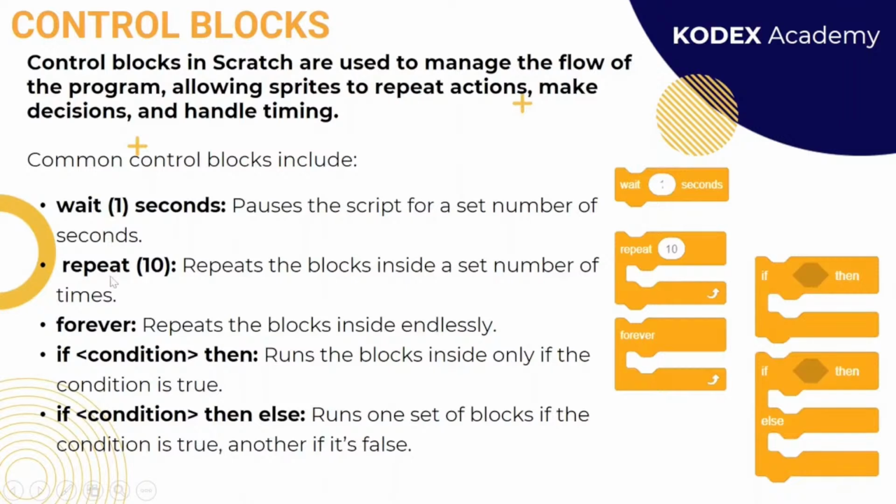The next one is repeat 10 times. Whenever you use this repeat block, the action of your sprite will repeat as many times as the number you have written here. So it helps to repeat the action in your script. The next one is forever. When you want to repeat a particular action in your script endlessly, you can use this block. Whatever blocks you put inside this forever block, that action will repeat endlessly.